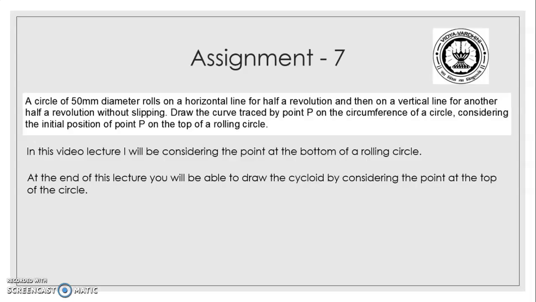So the first question in assignment number 7 talks about a circle of 50 diameter rolls on a horizontal line for half a revolution and then on the vertical line for another half of revolution without slipping. Draw the curve traced by point P on the circumference of circle considering the initial position of point P on the top of the rolling circle. Now understand, when the point is moving on the circumference and simultaneously it is also translating, this curve traced will be called as a cycloid.